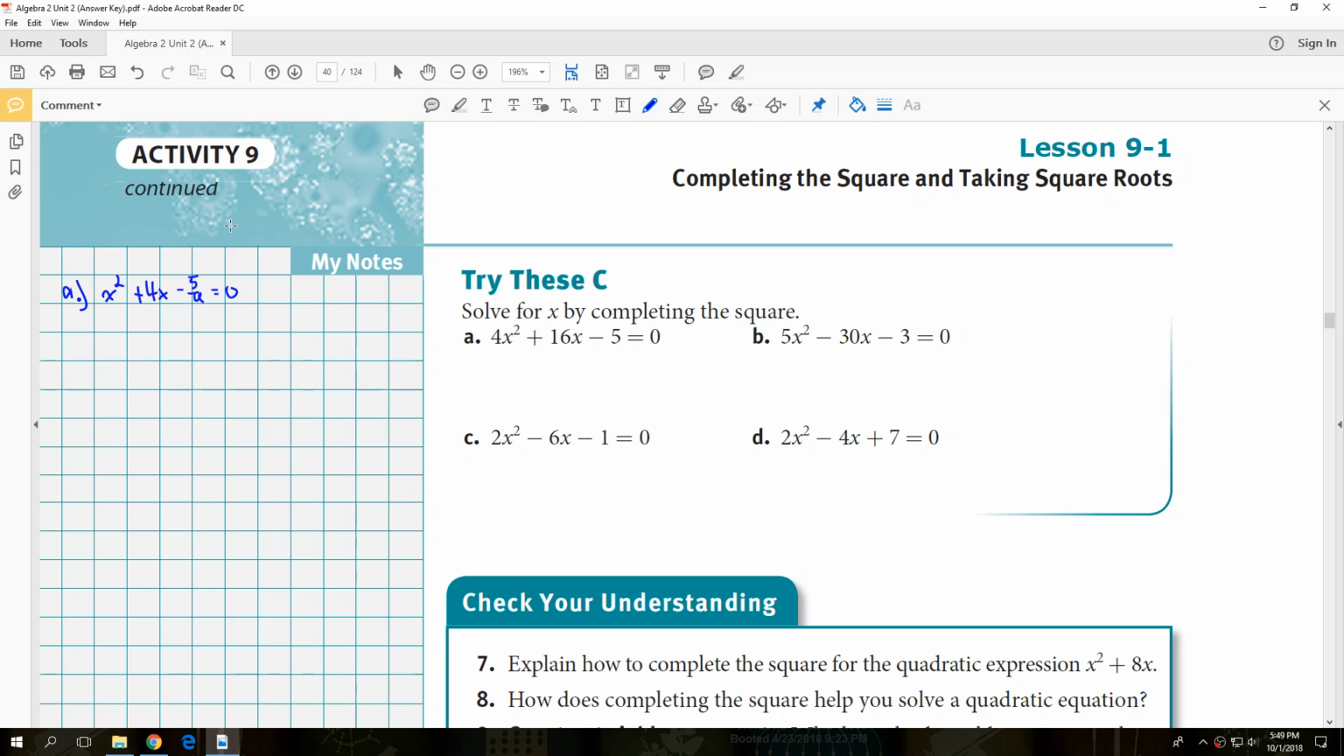Hang on one second here. Just moving to my other screen. Okay.